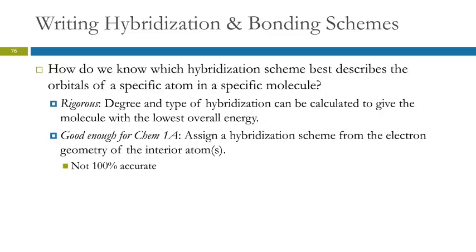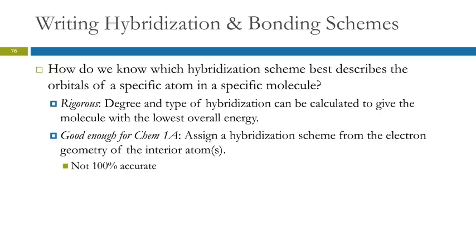Okay, so this addresses one of the questions that we had earlier. How do you know what the hybridization scheme is? How do you know it's sp2 and not sp3? Well, the rigorous method of determining this is you would have to do some calculations and figure out what's going to give you the lowest overall energy. That's just way too much for us. So we're going to go with good enough for Chem 1A, right?